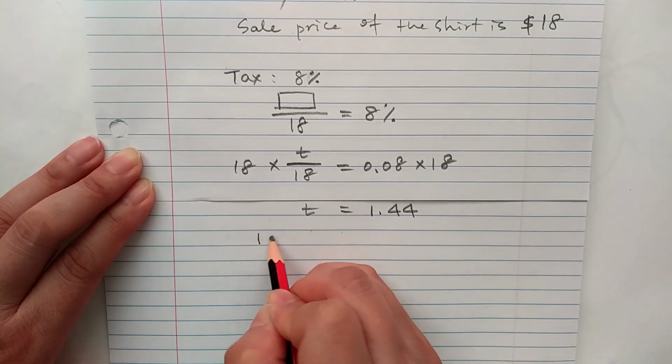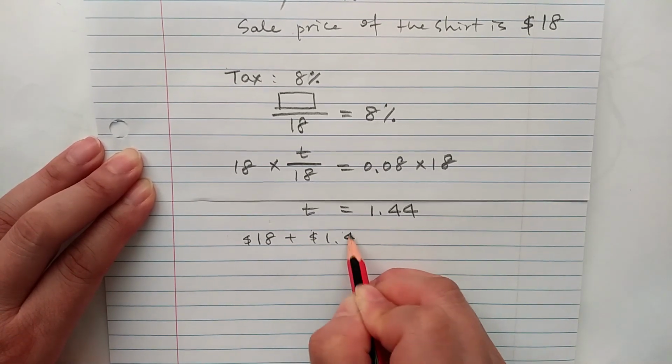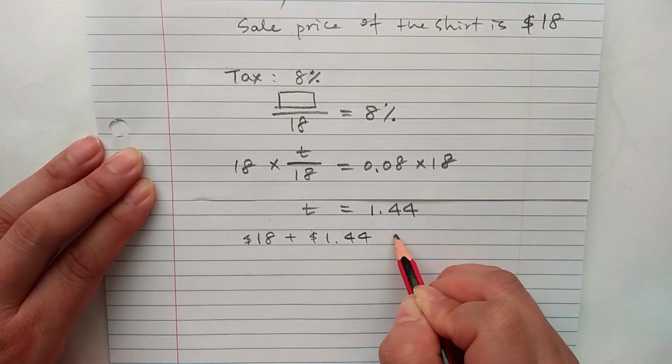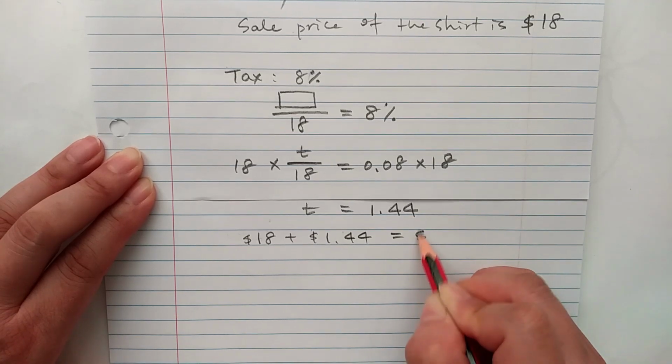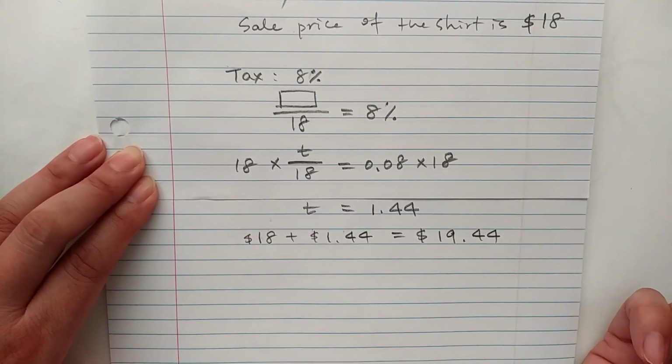Then, what is the total amount you pay for the shirt? That is $18 plus $1.44 is equal to $19.44.